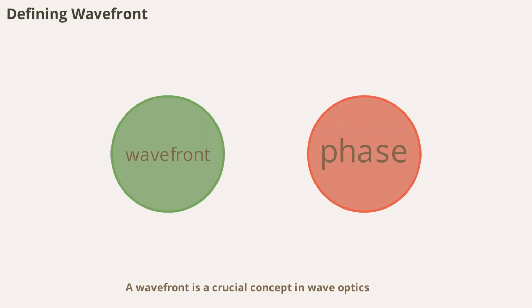Wavefront is a crucial concept in wave optics. Imagine dropping a stone into a calm pond. The ripples that spread out are similar to wavefronts. In optics, a wavefront is an imaginary surface connecting points of a wave that vibrate in unison. All points on a wavefront have the same phase. This concept helps us visualize how light travels and interacts with obstacles. Understanding wavefronts is the first step in grasping more complex phenomena like reflection, refraction, and interference.